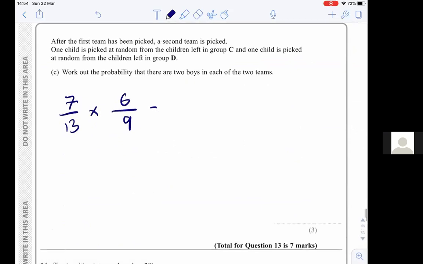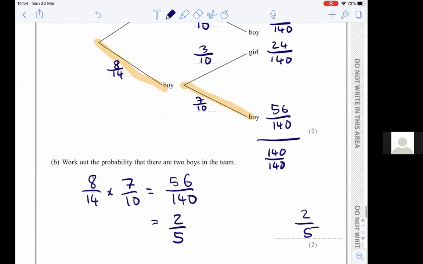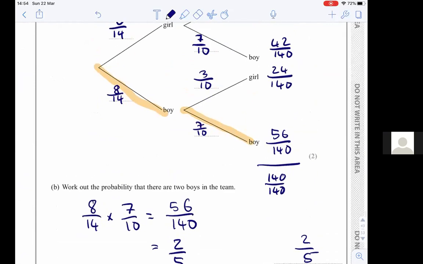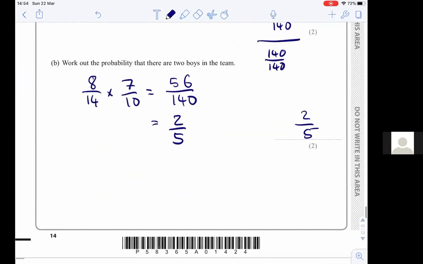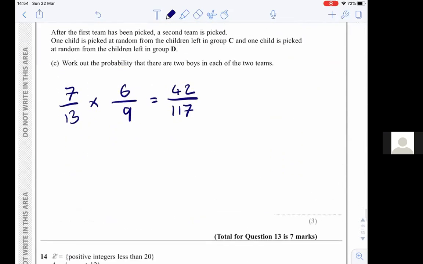So the probability of this is going to be 42 out of 13 times 9 out of 117. Now this is not my final answer, because if I'm trying to work out the probability that there are 2 boys in each of the 2 teams, I need this to happen after the first thing has happened. So after we've already picked 2 boys. Now the probability that I pick 2 boys is, we've already worked out in part B, 2/5. So the total probability of this happening is going to be 2/5 times these later probabilities, or times 42 over 117.